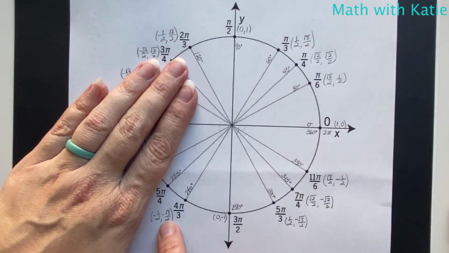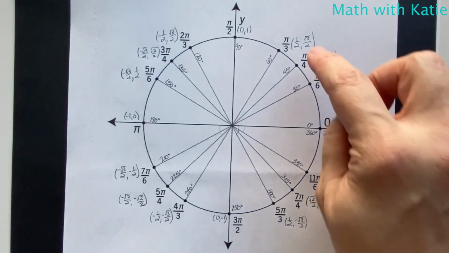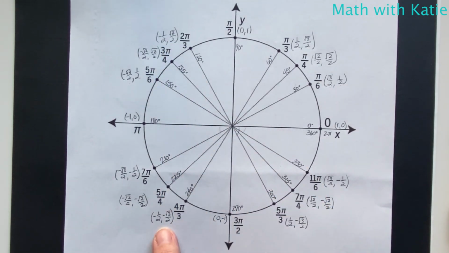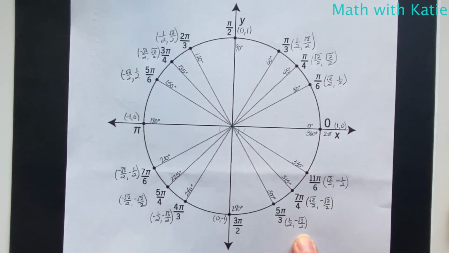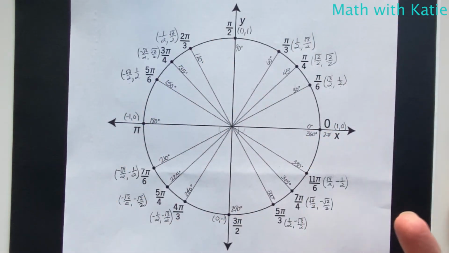+1/2, -1/2, -1/2, +1/2. And then your only other option is √3/2. So now we're just gonna plug that in. √3/2, positive, +√3/2, -√3/2, -√3/2. And then you just go back in and fill in your points that you know.